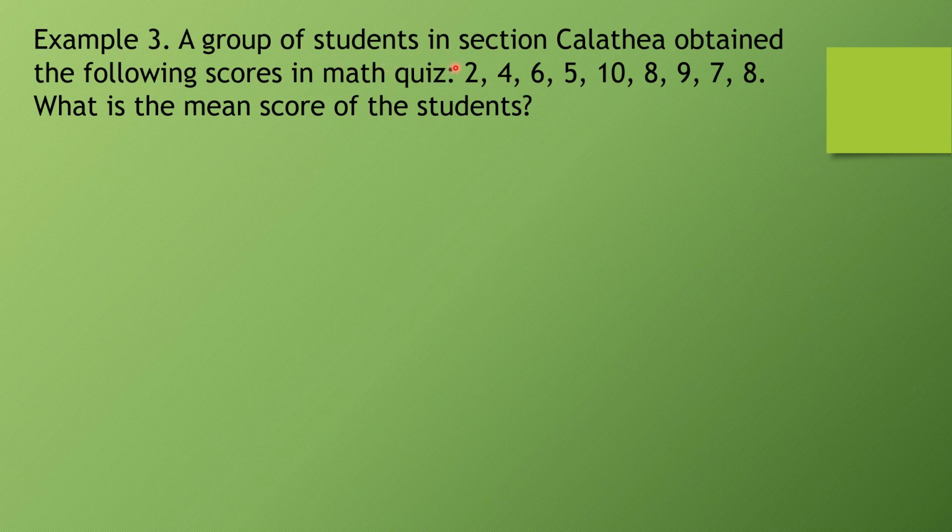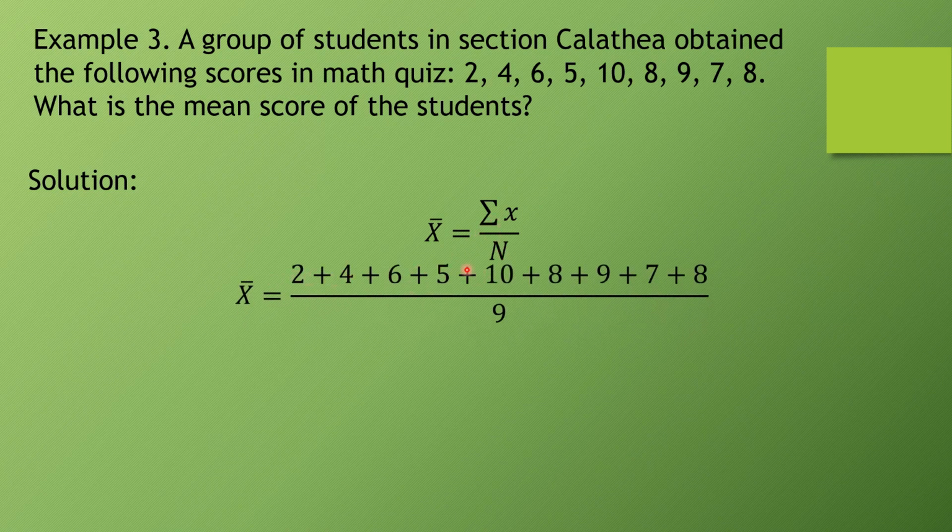A group of students in section Calatea obtained the following scores in math quiz. 2, 4, 6, 5, 10, 8, 9, 7, 8. What is the mean score of the students? So again, for our solution, we use the same formula. X bar is equal to the summation of x over n. And we add all the given data values, divided by how many data values there are. We have 1, 2, 3, 4, 5, 6, 7, 8, 9. So we have 9 data values.